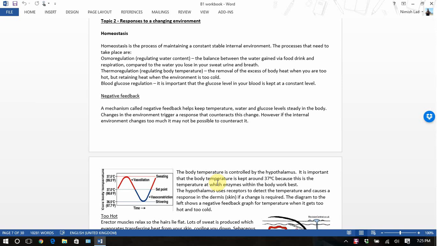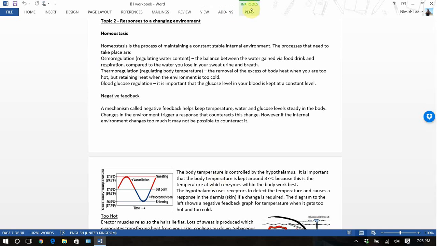And then moves on to the area of plant hormones and how plants regulate certain aspects of their lives as well, focusing specifically on plant hormones. Right, so let's get stuck straight into this.